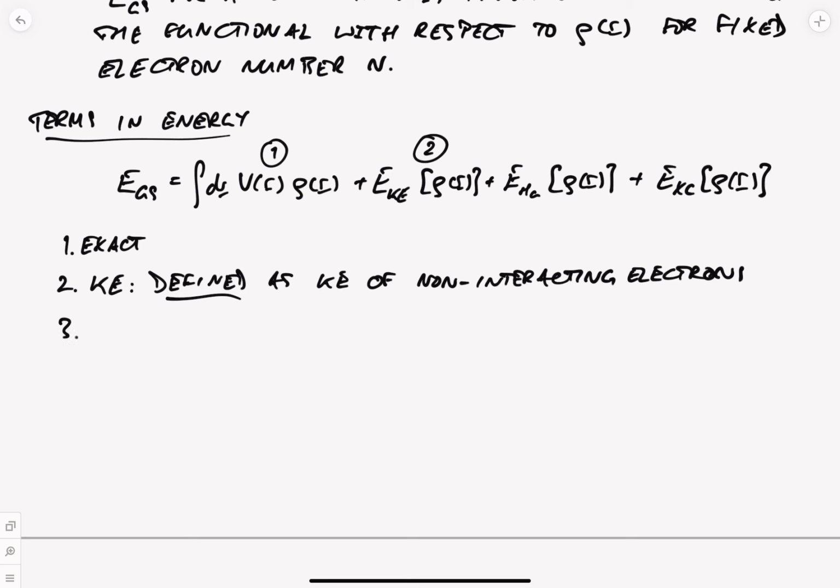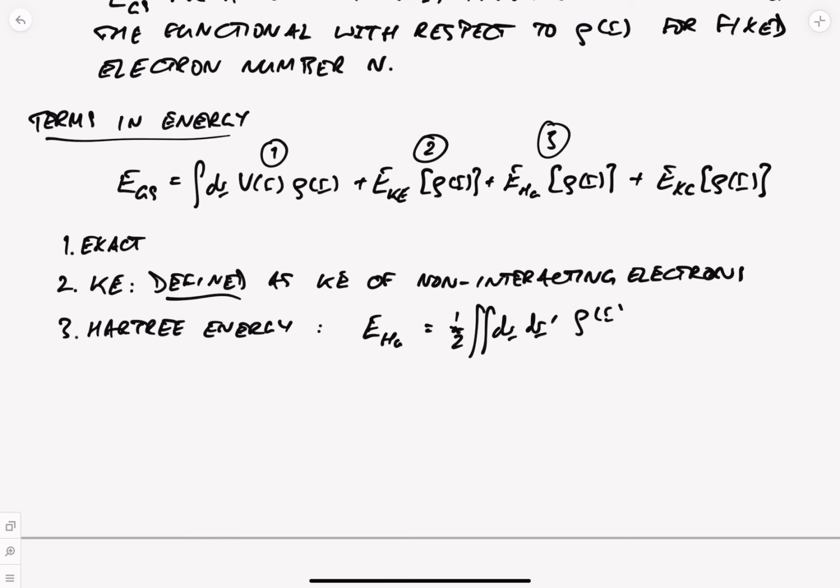The third term, number 3 here, is just the standard Hartree energy, and it's defined in the usual way. E_Hartree is given by a half times the double integral dr dr prime of rho of r prime over 4 pi epsilon naught times the modulus of r minus r prime.